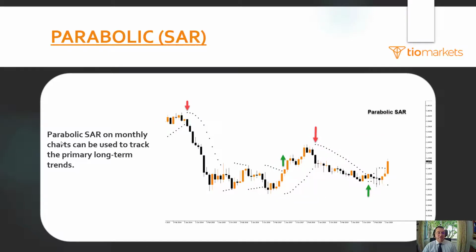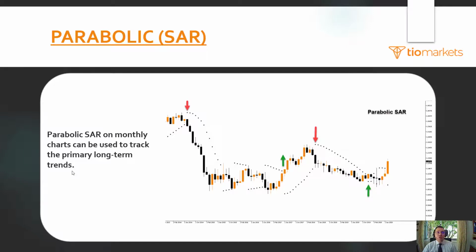So obviously you have to use this amongst the other tools that we've gone through, the other indicators, and most importantly to understand the trend of the market. So the parabolics on a monthly chart can be used to track the primary long-term trends.